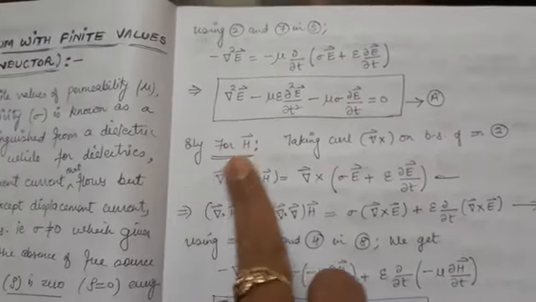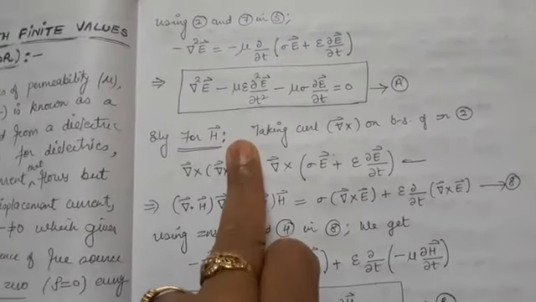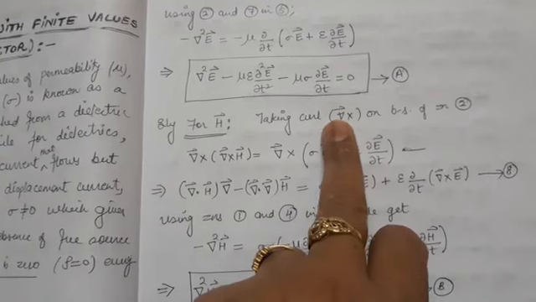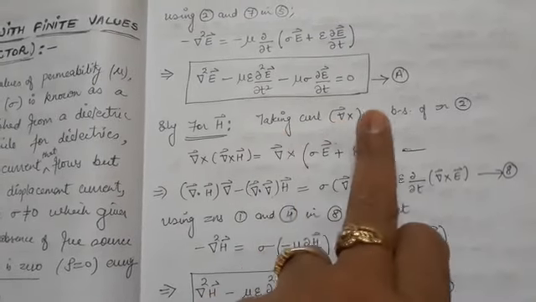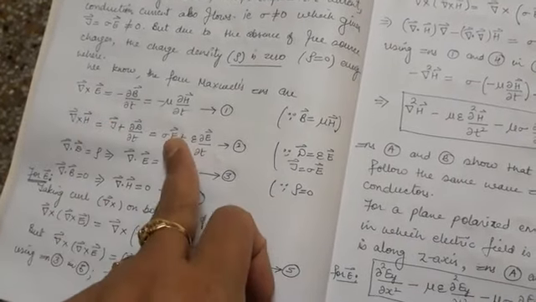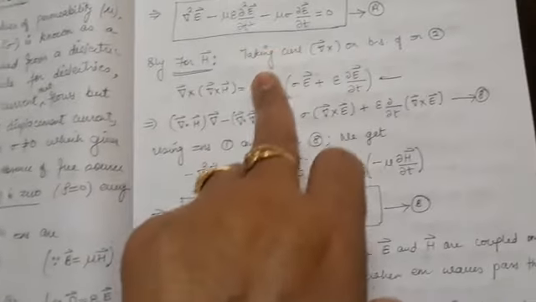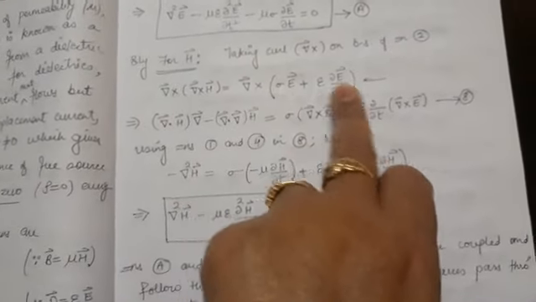Now similarly for the H vector, to discuss the behavior of the magnetic field in the conductors, I'll take del vector cross, meaning taking the curl, on both sides of equation number 2. Your equation number 2 is this one, del cross H is equal to this. Now take del cross on both sides, I'll get this type of equation, del cross H and so on.